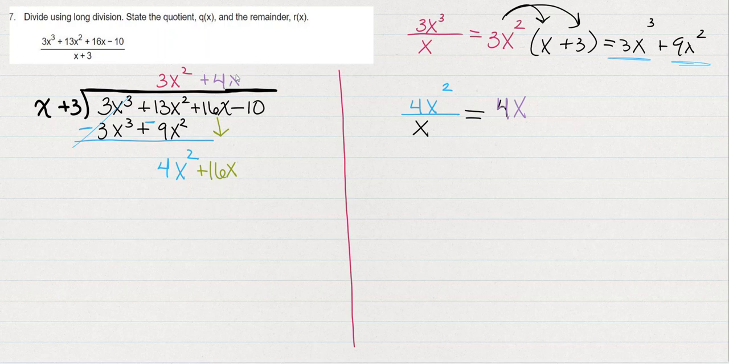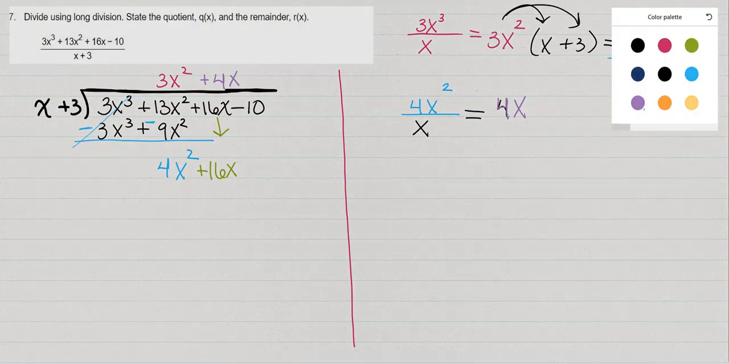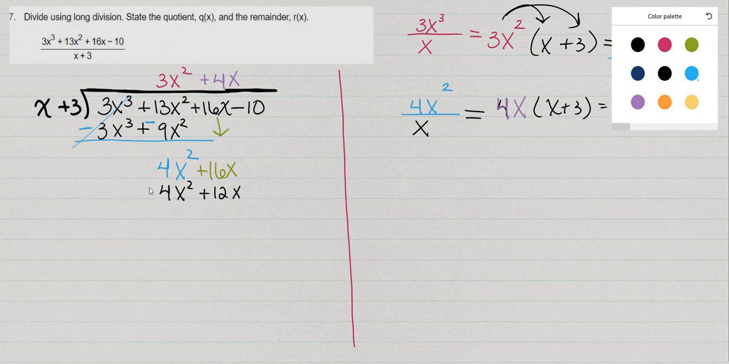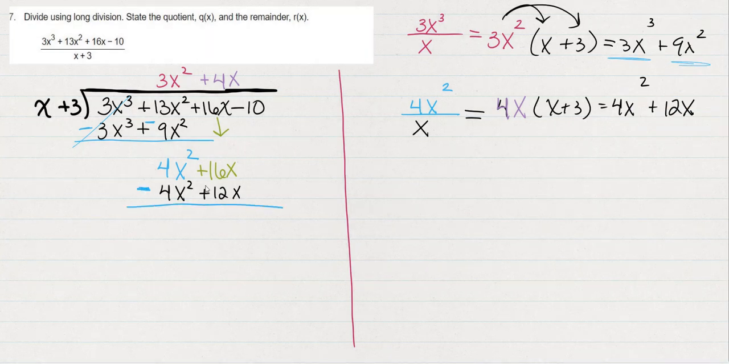We'll put the 4x on top of the bar, multiply by our divisor, x plus 3, which gives us 4x squared plus 12x. And now we're going to subtract that. So we subtract the 4x squared and subtract the 12x. The 4x squared minus 4x squared cancel out, but the 16x minus 12x gives us a 4x. Now we'll try it one more time.